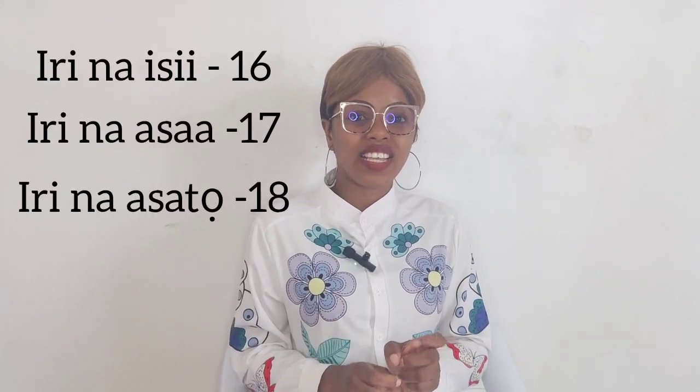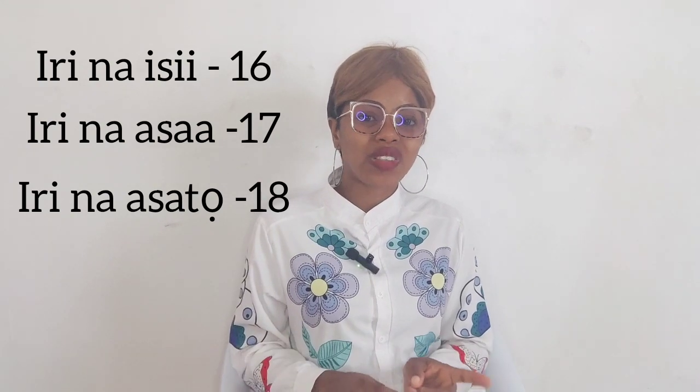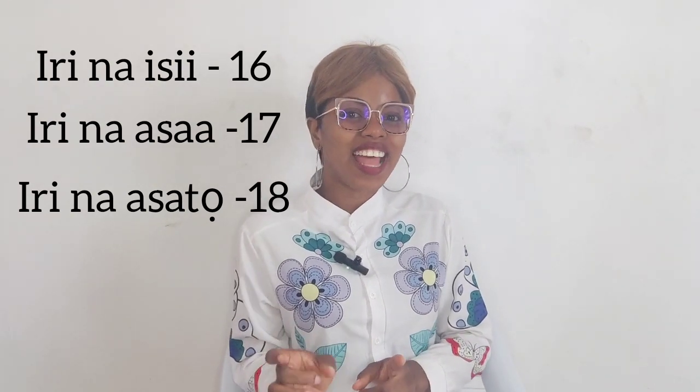So we said that 13 is iri na ato. 3 is ato, 10 is iri, so iri na ato. 14, iri na ano. Can you see it? 15, iri na ise. 16, iri na ise. 17, iri na asa. 18, iri na asato. 19, iri na itoolu or iteyete.